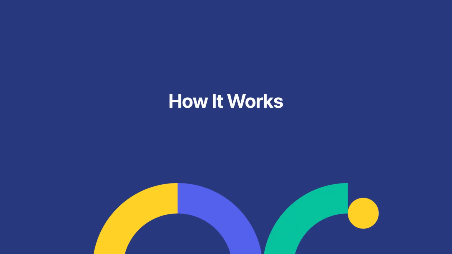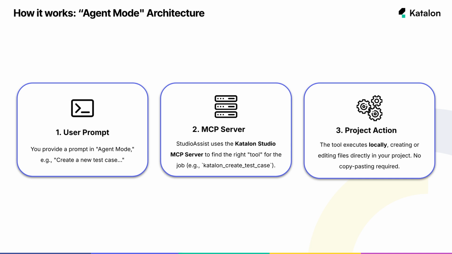Next, let's look at how the agent mode works. The agent mode architecture involves 3 steps. First, the user provides a prompt. Second, the Catalan Studio MCP server finds the appropriate tool for the task. Finally, the tool executes locally, making changes directly in your project without manual copy-pasting.